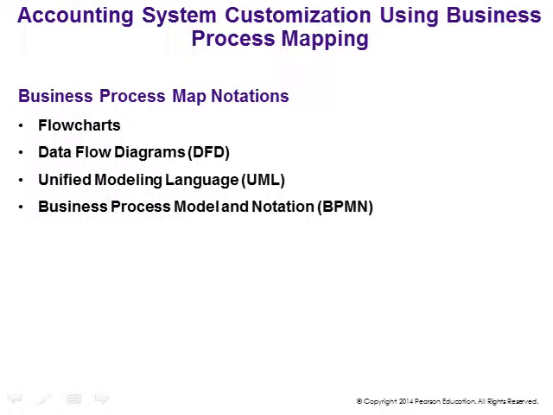A business process map can be drawn using different types of symbols and notations. Some of the standard notations are flowcharts, data flow diagrams or DFDs, unified modeling language, UML, or business process model and notation. And the preference for which one of these different types of tools we might want to use to illustrate the business process is really driven by the user of that information or the user of that process diagram.